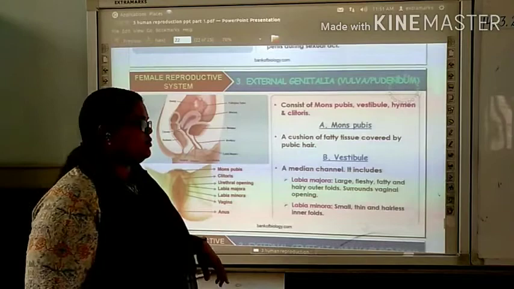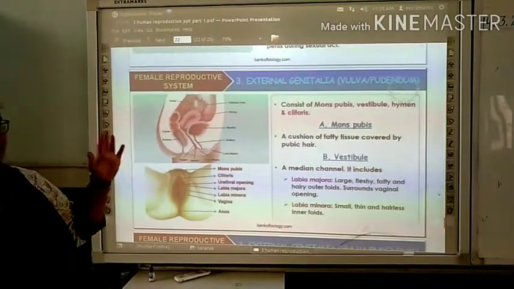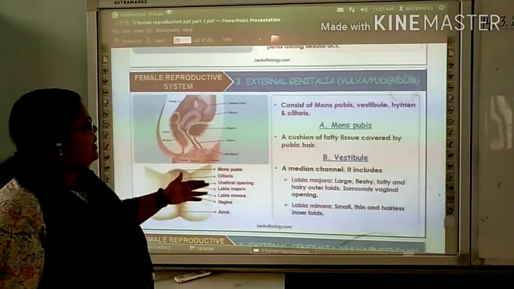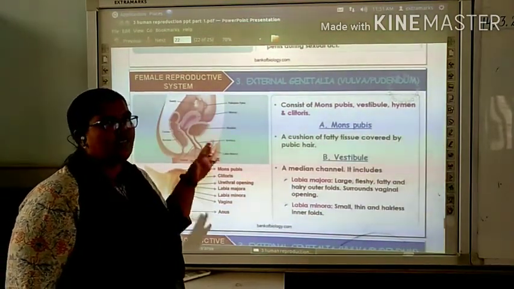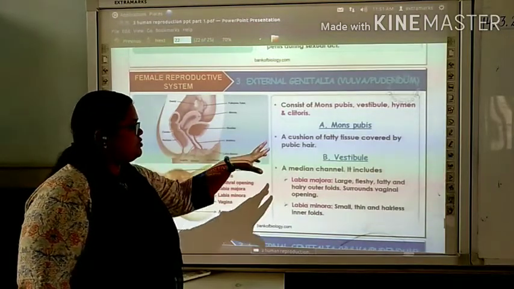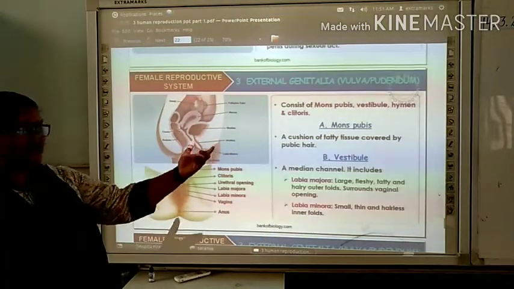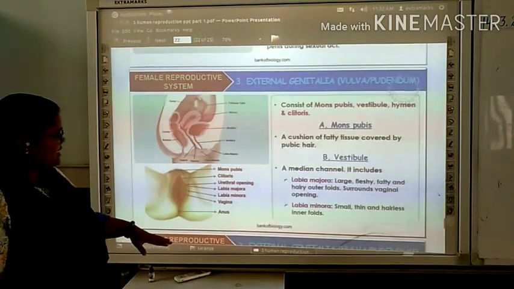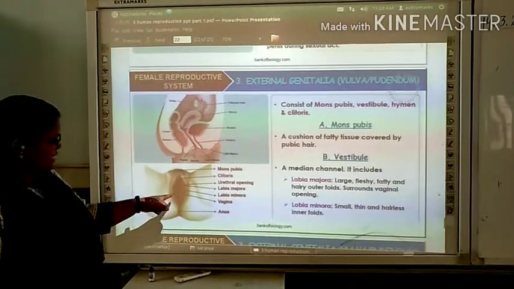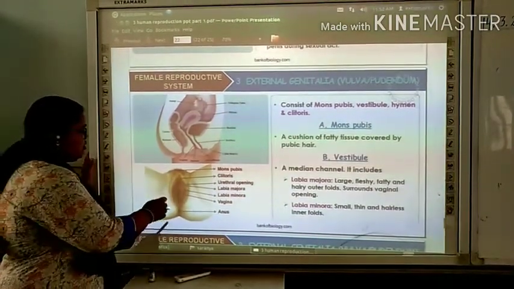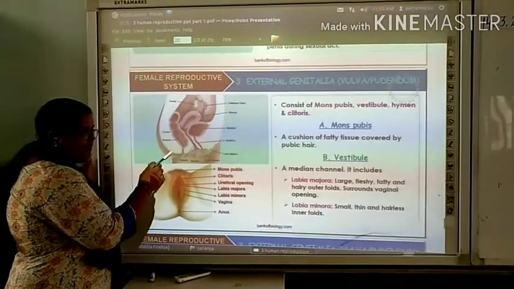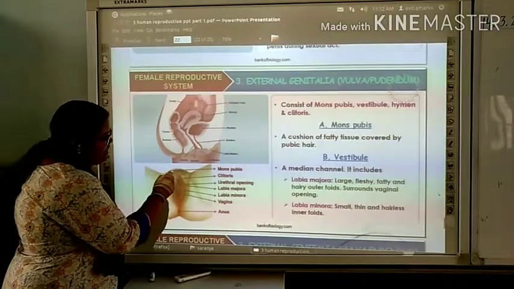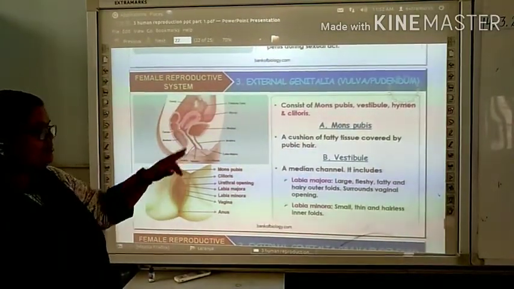First one is the mons pubis, right? These are the parts we are seeing outside, right? All other parts are actually inside. These all are the external genitalia which we can see externally, right? The mons pubis is a cushion of fatty tissue which is covered with pubic hair. Here you can see the vaginal opening, right? Outside, this part will have a rich cushion of fatty tissue, rich with pubic hair. That part is called the mons pubis.